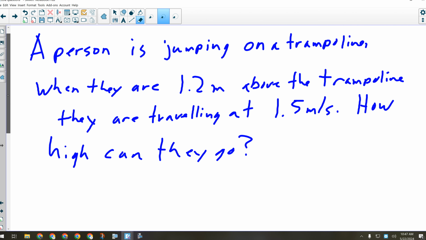So we got a person jumping on a trampoline. Okay, now they're off the trampoline. Trampoline's no longer pushing on them, because they are 1.2 meters above the trampoline, which we'll say is ground level. So they're not on the trampoline. Trampoline is going to be our ground level. They are 1.2 meters above the trampoline, and they are traveling at 1.5 meters per second. How high can they go?